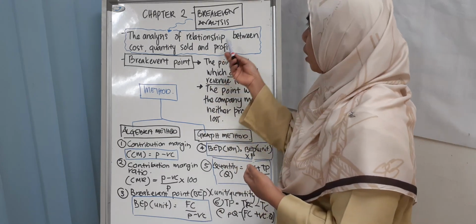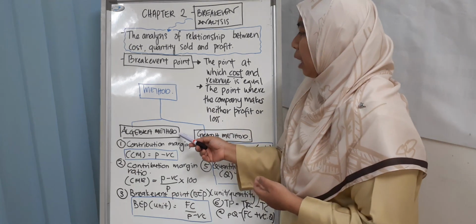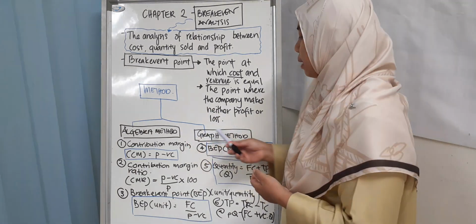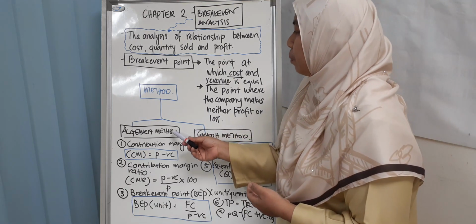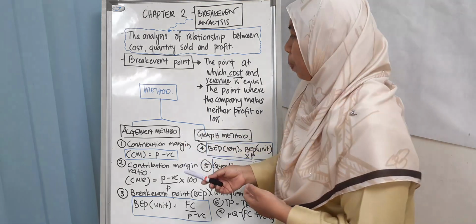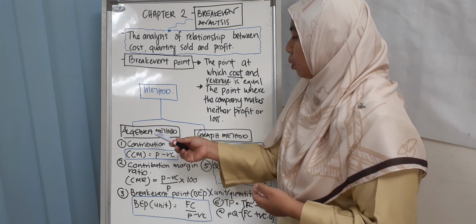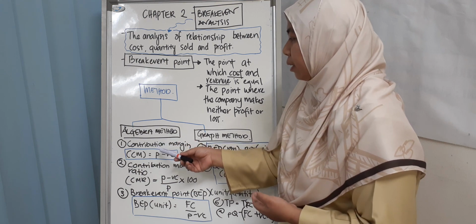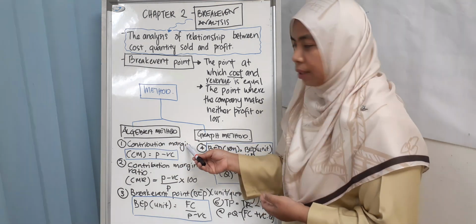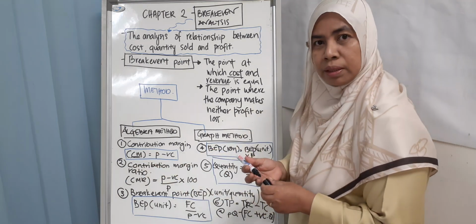So in break-even analysis, we have two methods. The first is the algebra method, and the second is the graph method, right? Today I will explain the algebra method. In the algebra method, first you have to identify in the question, we have to calculate the contribution margin. We call it CM, contribution margin.